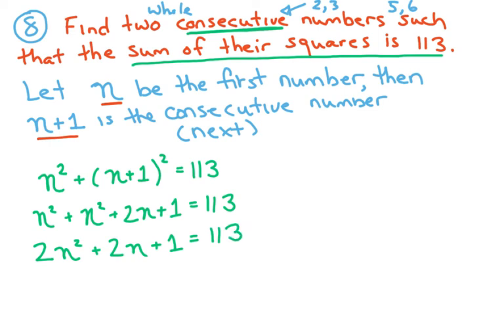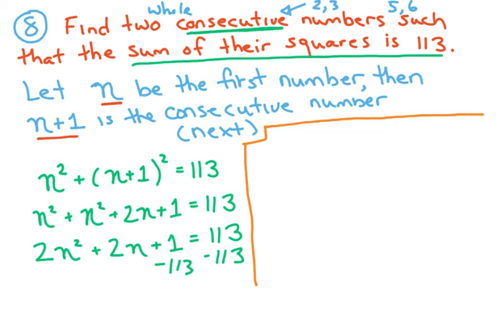Now, what do we need to do? We want to subtract 113 from both sides and get 0 on one side. And this will be our quadratic equation to solve. 2n squared plus 2n minus 112 equals 0. So what's the first thing you're going to do now? I hope it's divide everything by 2, because that will make your life much easier.